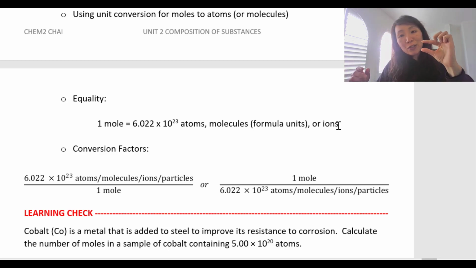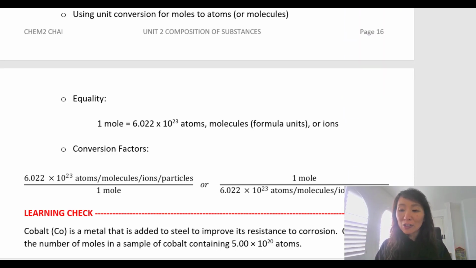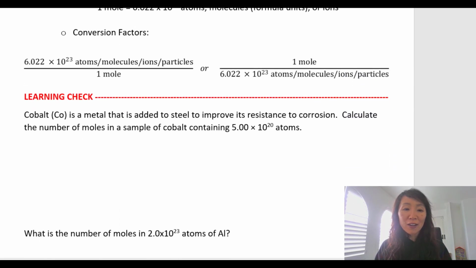Because there's an equal sign in between, we can come up with the conversion factor, also known as the fraction form, where we have 1 mole on top and 6.022 times 10 to the 23 of whatever we're looking for on the bottom. Or we could have Avogadro's number on top and 1 mole on the bottom. Having this allows us to do some mole calculation. So let's do a learning check based on what we learned so far.